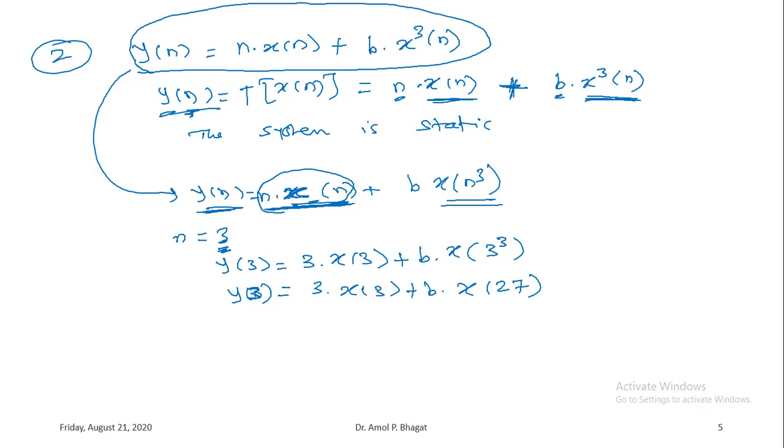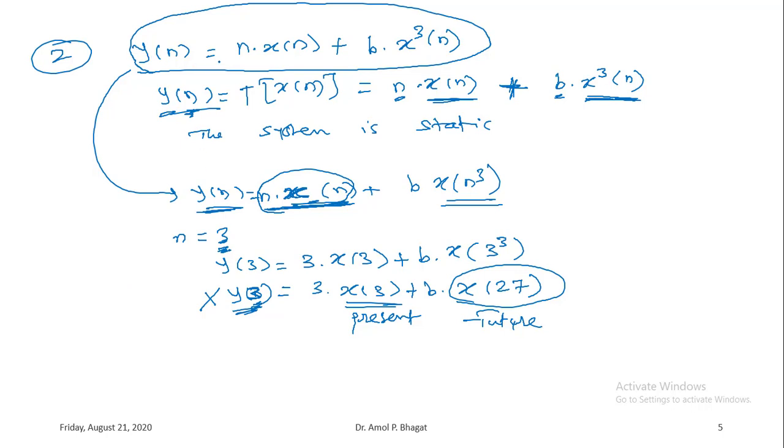So the current time instance is 3, right? So the current input sample at time instance 3 is x of 3. So this is the present input sample, or the current input sample. But this is the future input sample, okay. So this is a future input sample, x of 27. So therefore, this system is not static in this case, okay. So it is a dynamic system.